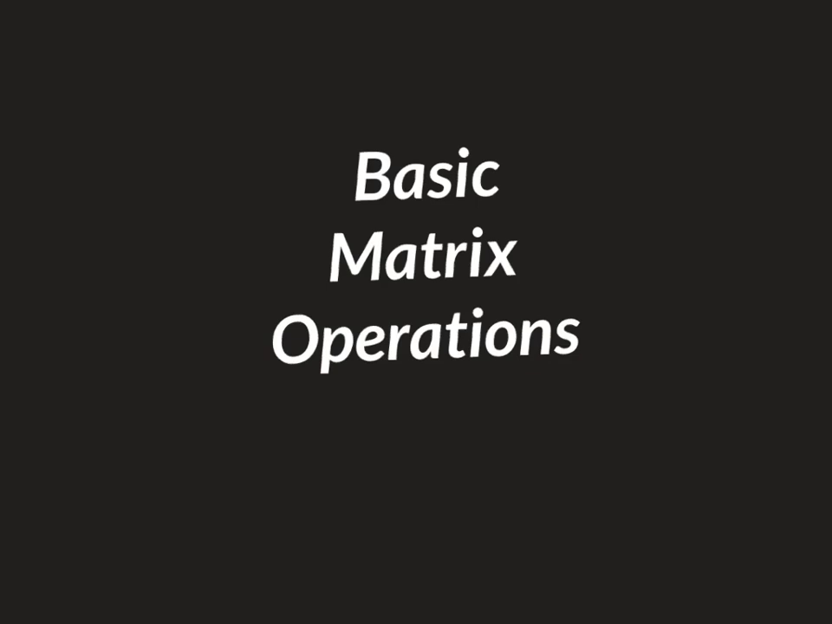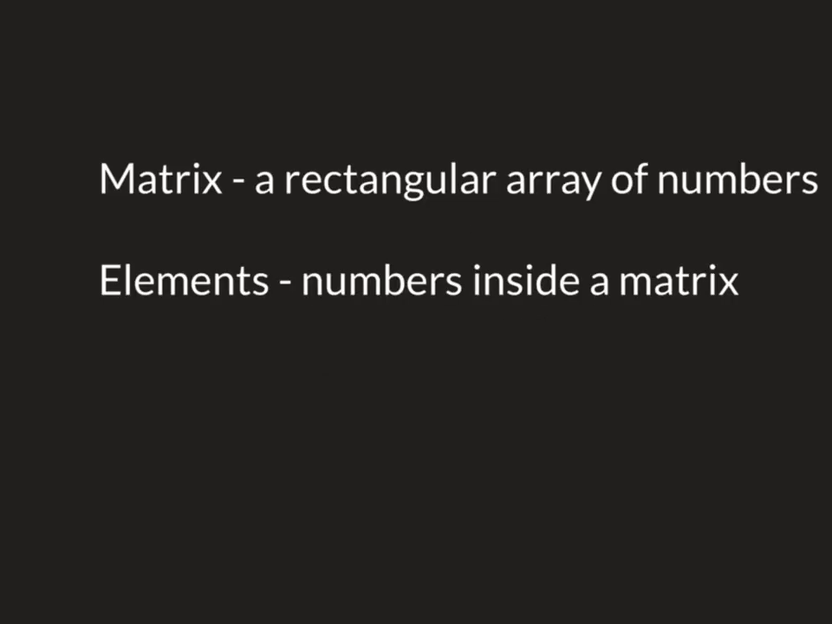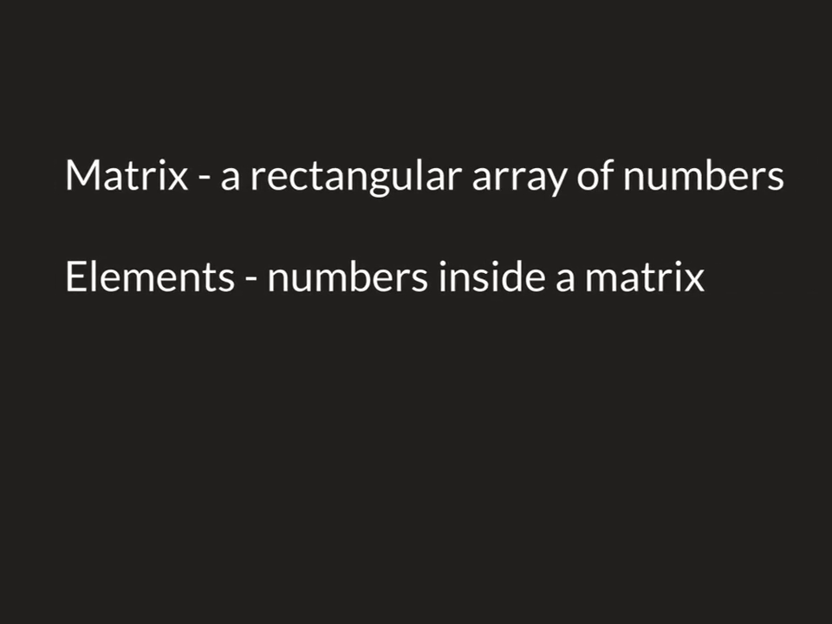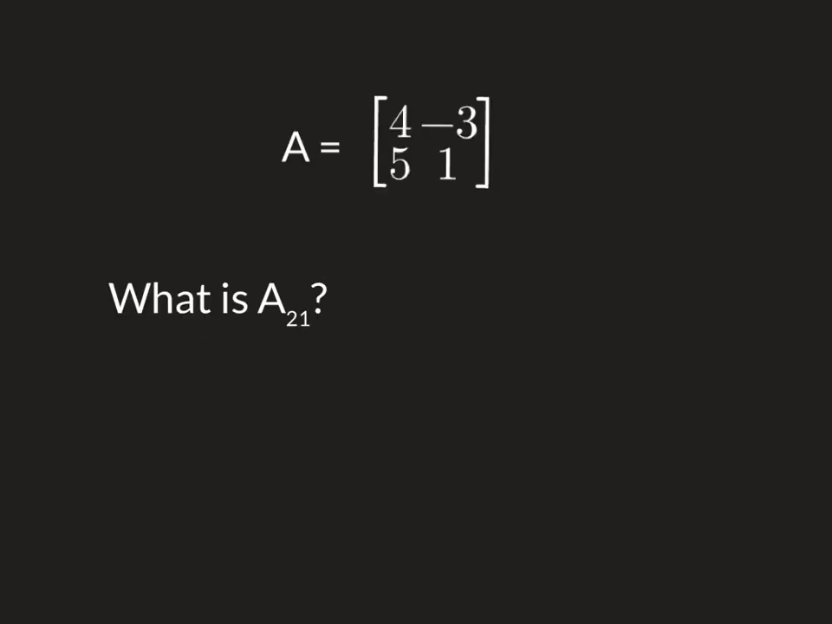So here we go. First of all, what is a matrix? A matrix is just a rectangular array of numbers. Elements: any number inside a matrix is technically called an element. Let me show you one here. Here's a matrix that has 4, -3, 5, and 1 inside it. Those are all called elements.